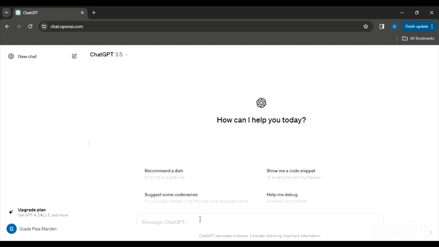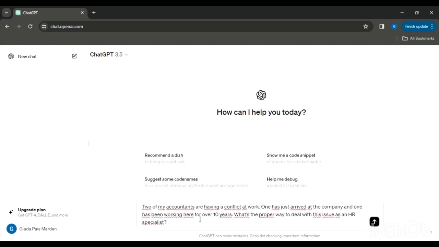So let's assume that two employees in the accounting department, for example, are having problems because one of them is new and the other one has been working at your company for over 10 years. This is a common situation. It can happen. And so we will ask ChatGPT how to deal with this.